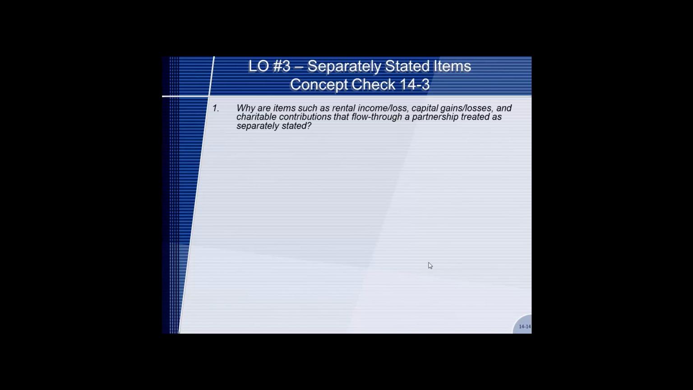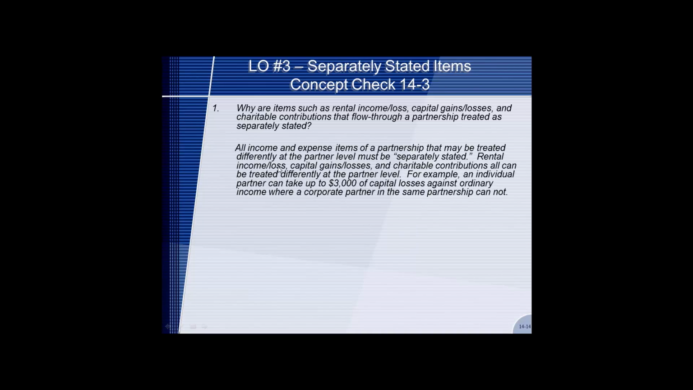Why are items such as rental income, loss, capital gains and loss, and charitable contributions that flow through from a partnership treated as separately stated? Reality is that all income and expense items on the partnership may be treated differently at a partner level. So, for example, capital gains and losses will be taxed in a different spot because there are different individual rates. Rental income as well will be taxed in a different spot.